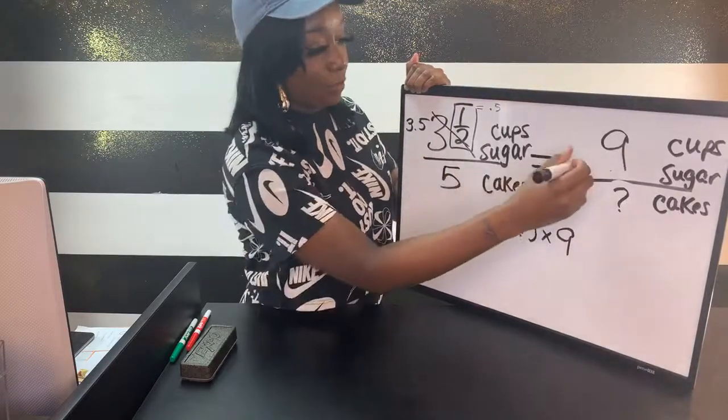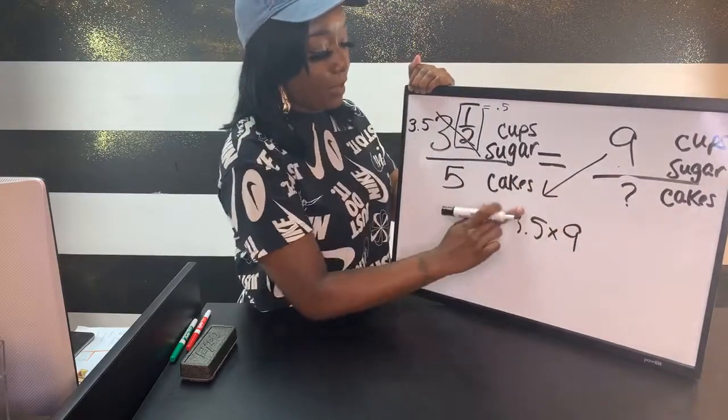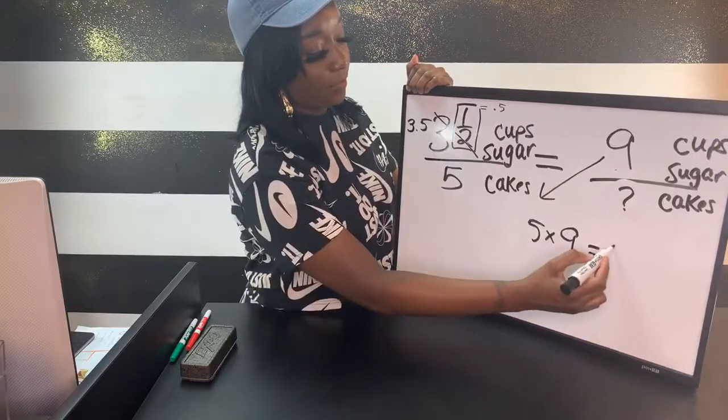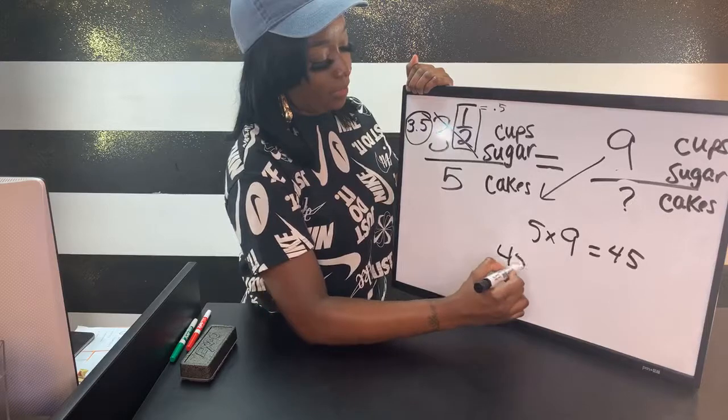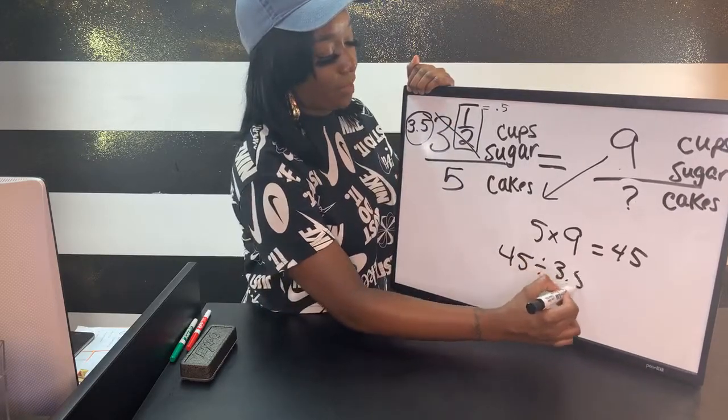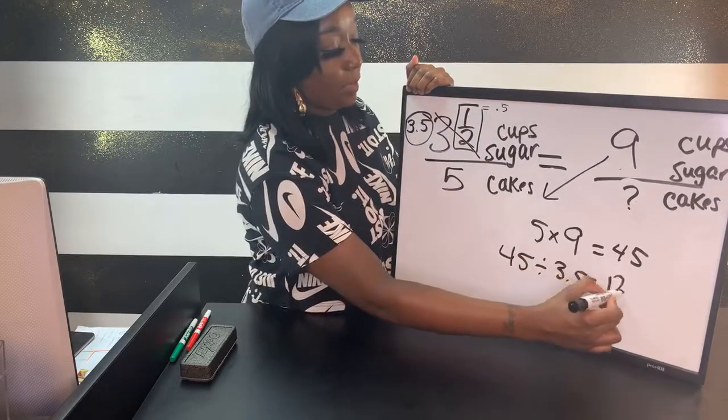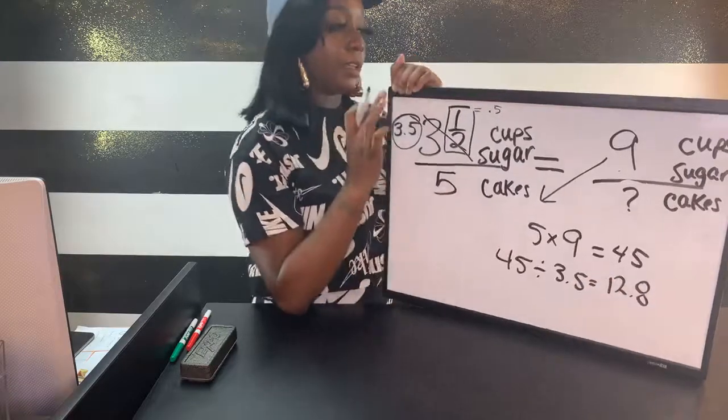All right, so in this instance, we'll multiply this way. We're going to do 5 times 9, which is 45, and we're going to divide by what's left over, which is our 3.5. So 45 divided by 3.5 gives us 12.8 cakes.